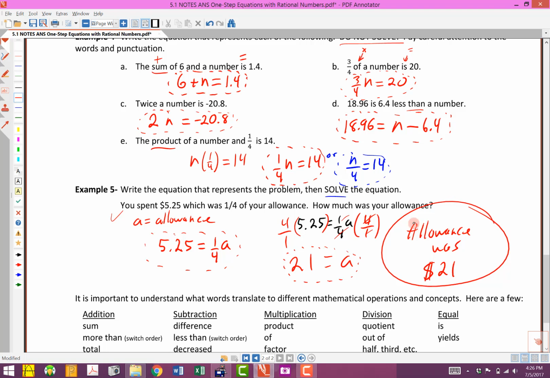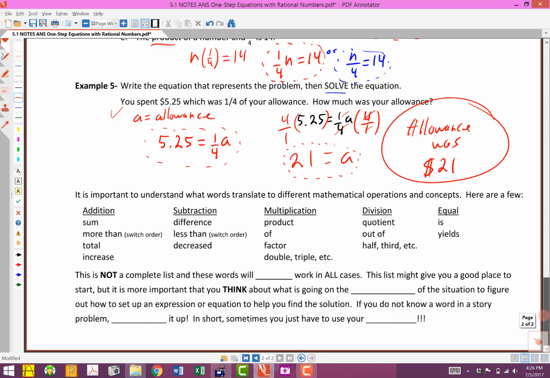Now, as you're going through and working on the assignment, I want you to keep these things in mind. There are a bunch of words that can translate into mathematical operations or statements. So if we're talking about addition, a lot of times we'll use the word sum or total or increase. We've seen the use of more than. Remember, the word than when we're talking about addition means we switch the order. For subtraction, a lot of times they'll use the word difference or decreased. They'll say the words less than sometimes, and again, that word than means we switch the order that they come in.